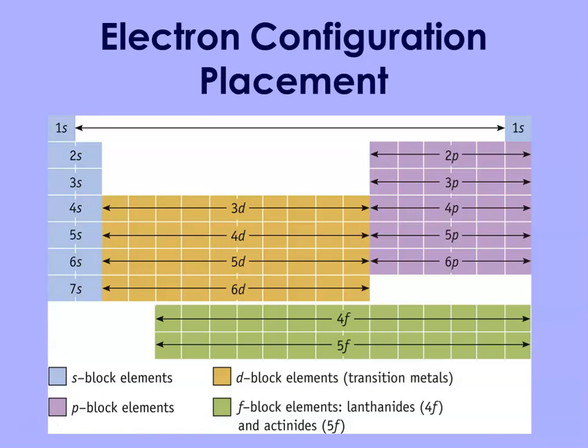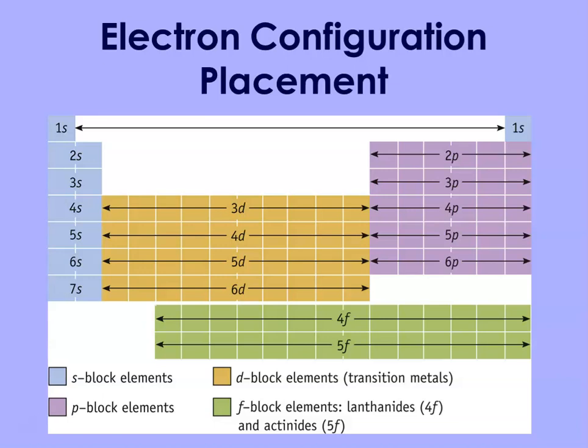Every row is starting a new energy level, and the lowest energy state of that sublevel would always be an S. So every row starts a new S for that particular energy level. And on the right-hand side of our table, that's when we're going to be filling in our P sublevel. In the middle, in our transition metals, we'll be filling in our D sublevel. And then finally, the lanthanides and actinides would be in our F sublevel.